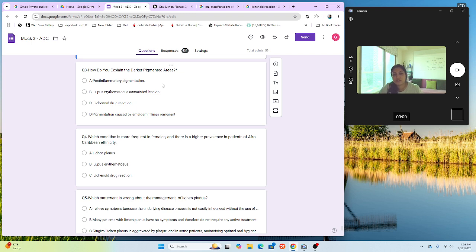Which condition is most frequent in females and there is higher prevalence in patients of Afro-Caribbean ethnicity? So the answer here is lupus. Because it's documented, it's not something I'm making up. It is more frequent in females and higher prevalence in patients of Afro-Caribbean ethnicity. The answer in the textbook is lupus. That's why I'm going with this answer. So even though this question is based more on lichen planus, like I mentioned, you should read through all the options, because on any option, any question can be made.